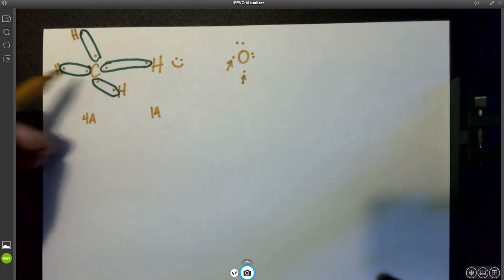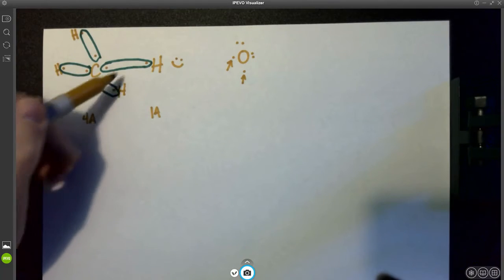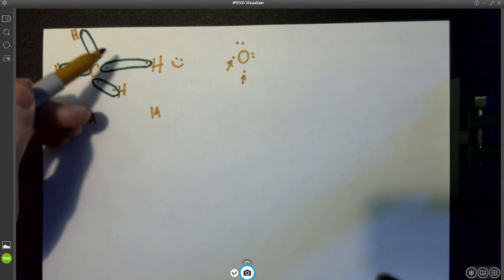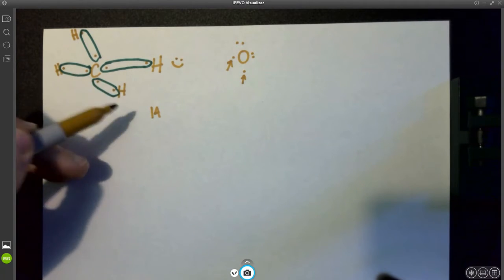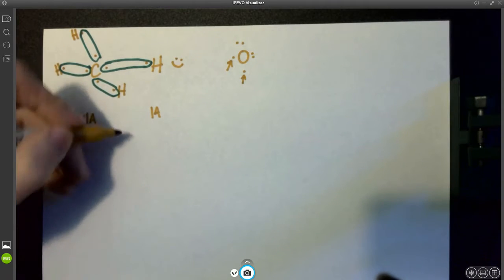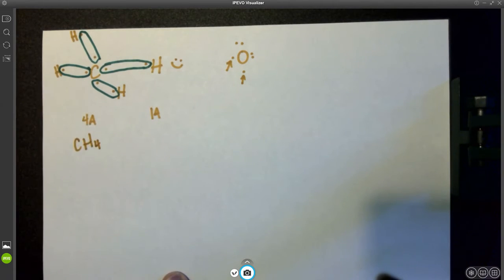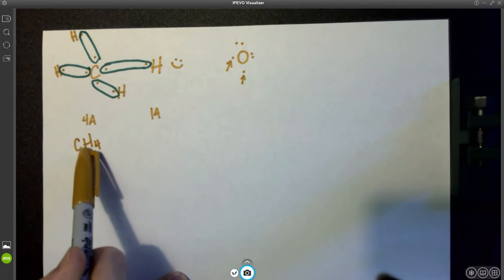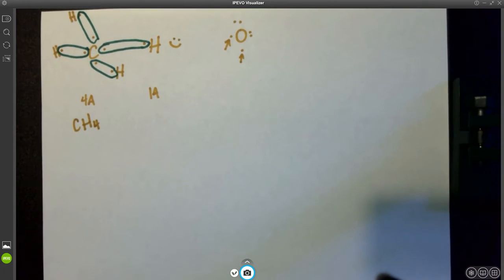Notice each hydrogen is happy because each hydrogen has 2. 1, 2, 1, 2, 1, 2, 1, 2. And then if I count up the ones around carbon, it ends up at 8. 1, 2, 3, 4, 5, 6, 7, 8. So everybody's happy here. This would be our CH4, would be our formula. We'd call that carbon tetrahydride if we go back to our naming from earlier this week.